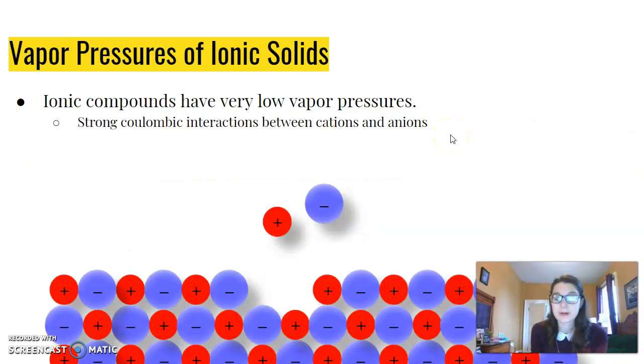So for ionic compounds, they typically have really low vapor pressures, again, because they have strong Coulombic interactions between cations and anions. You can think of it like strong intermolecular forces. A strong intermolecular force would mean a relatively low vapor pressure. Since ionic bonds are very strong, ionic compounds have very low vapor pressures. You don't have many particles escaping into the vapor phase.